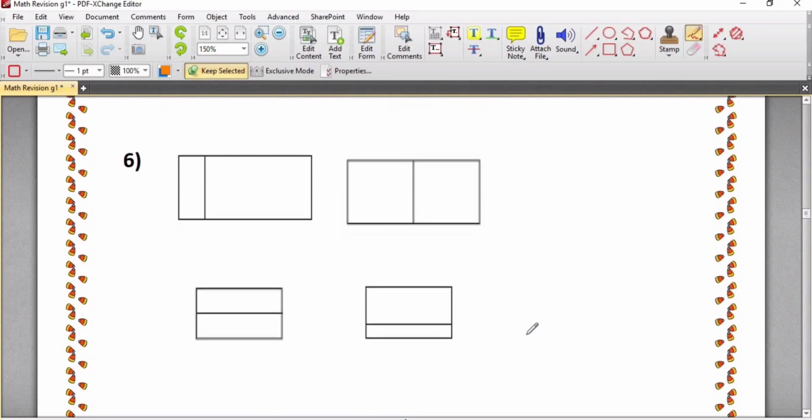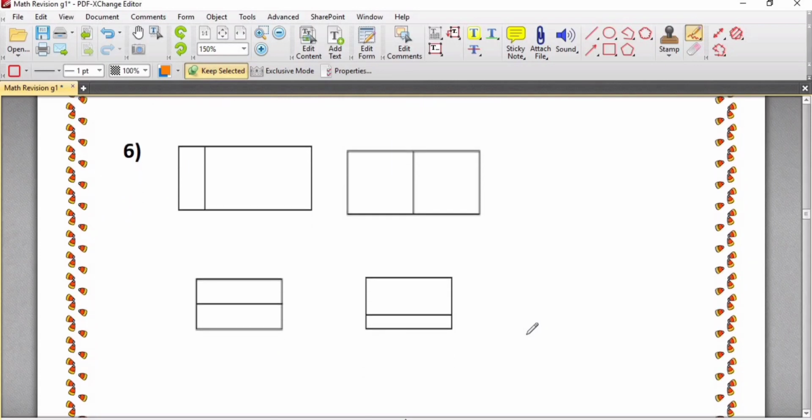Okay, what about this one? Like we did before, we will make a circle around the shape that contains equal parts and we will cross out unequal parts, okay? So do you think that this one is equal parts or unequal? Of course it's unequal. What about the second one? Come on, tell me. Is it equal parts or not? It's equal parts. Great job.